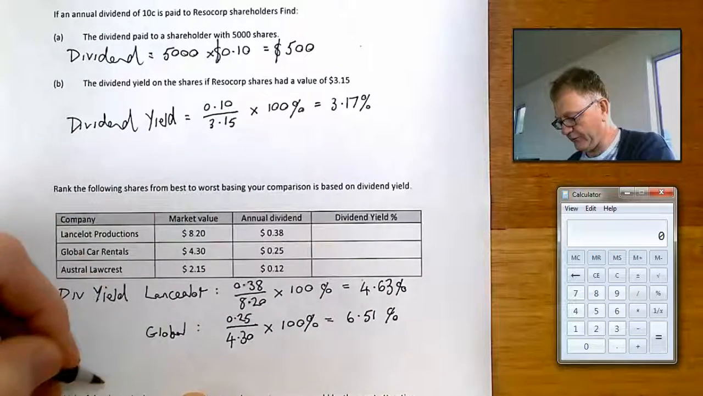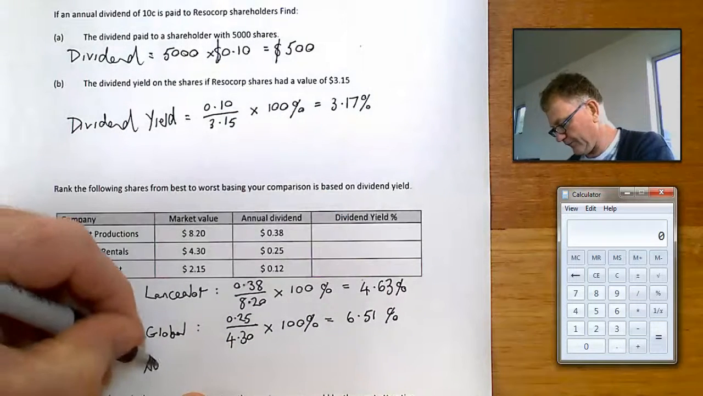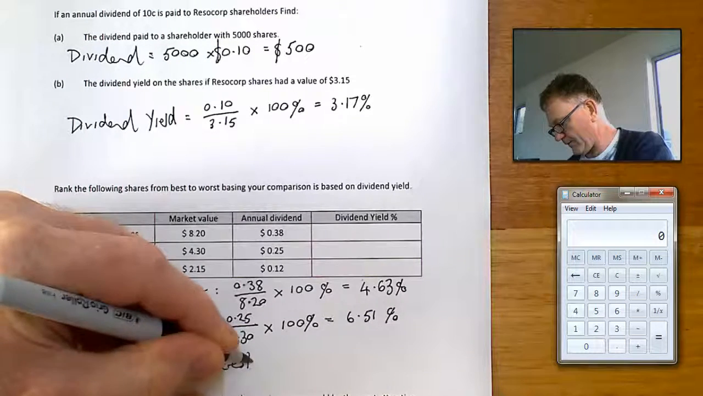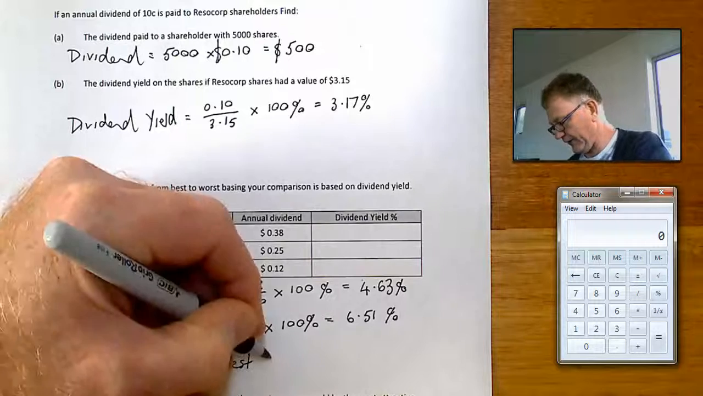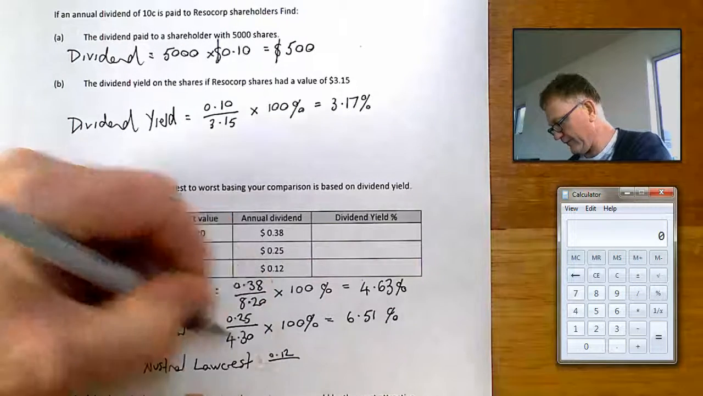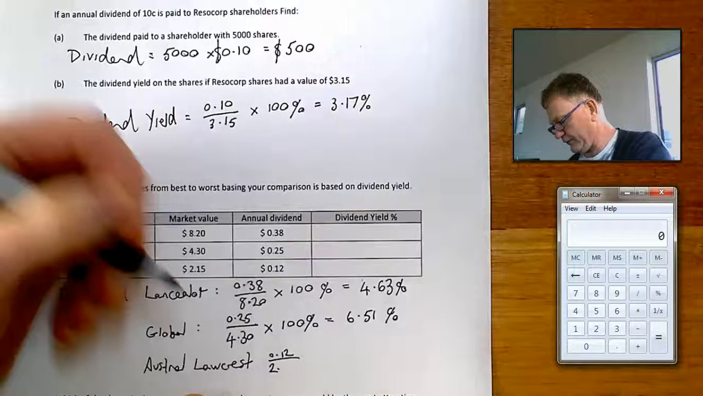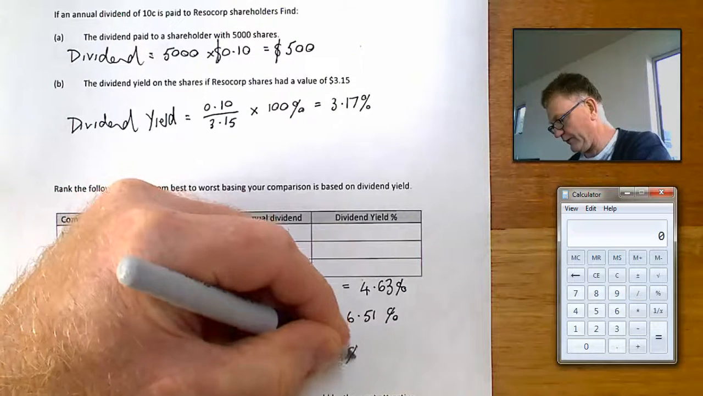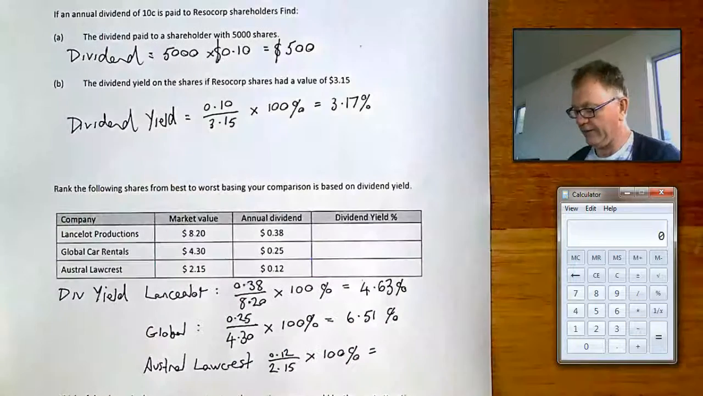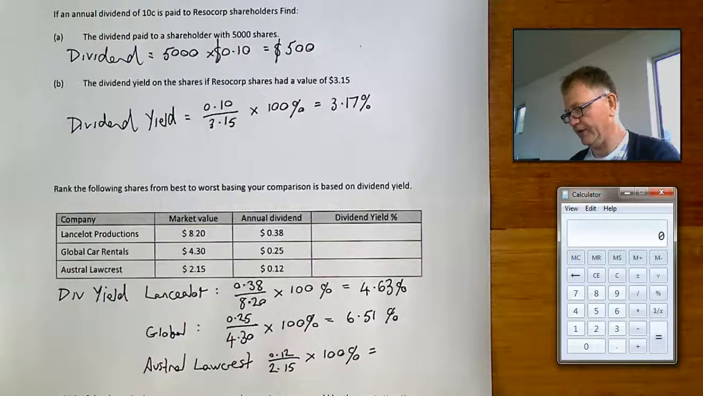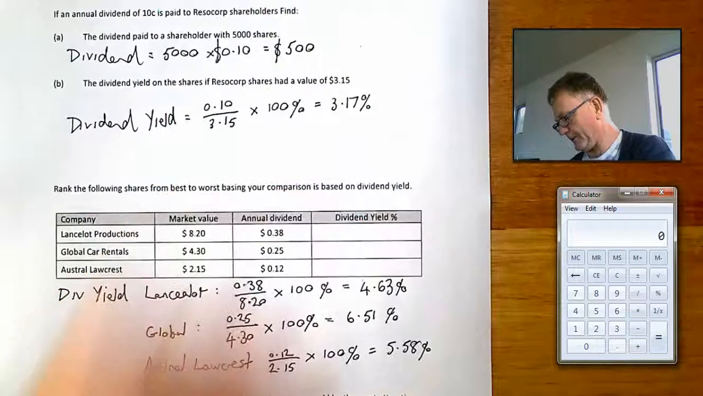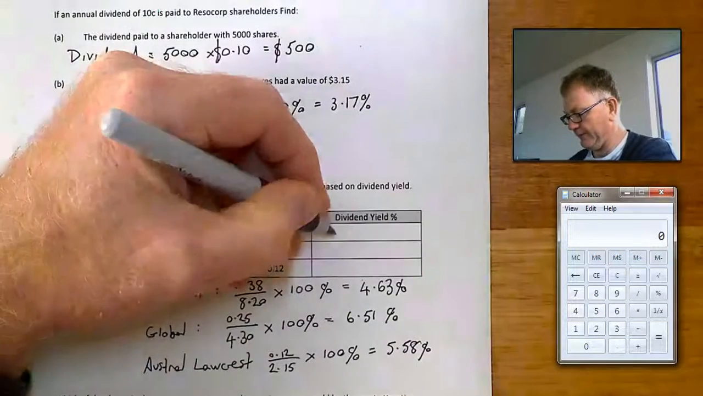And for Austral Law Crest, it's a 12-cent dividend divided by the value of $2.15, the value of the share, expressed as a percentage. On the calculator, that's 12 cents divided by $2.15 times 100% works out to be 5.58%. I'll write those results up here.